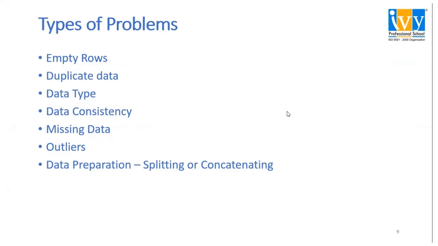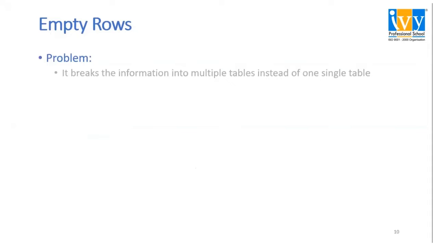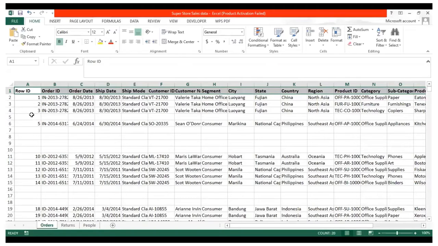Next, we will learn how to deal with empty rows. The problem statement is that they break information into multiple tables instead of a single table, and there shouldn't be any empty rows in the table. We will look into a data set of empty records. So this is a data set which has empty records at rows 5, 7, 8, 9, 10, 16, 17, 18. Now, how to deal with such data?